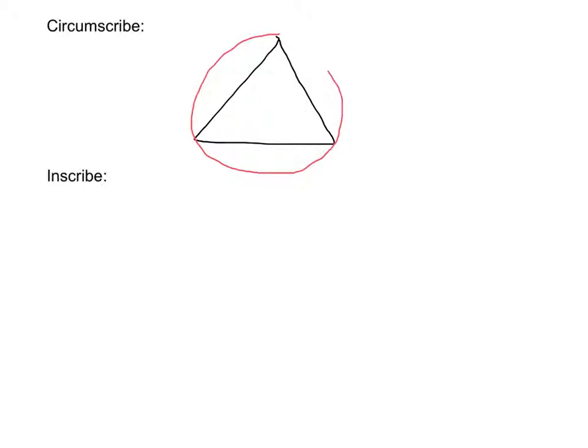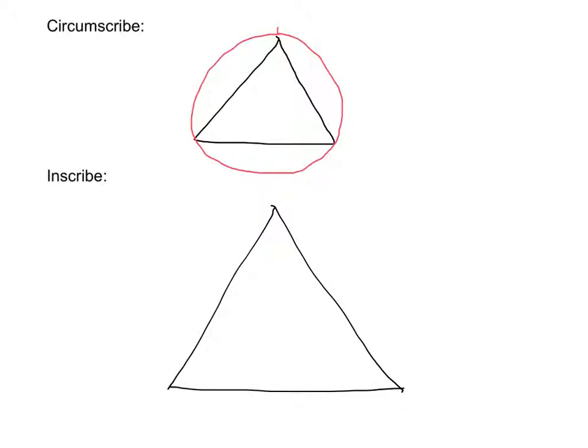Now we have some more vocab. If a circle is circumscribed around a polygon, that means that it touches each vertex of the polygon exactly once. So here in this drawing, the circle is circumscribed around the triangle. Inscribed, then, is the opposite, where you have a triangle or another polygon, and the circle touches each side of it. That's a bad drawing, but you can see it touches each side exactly once.